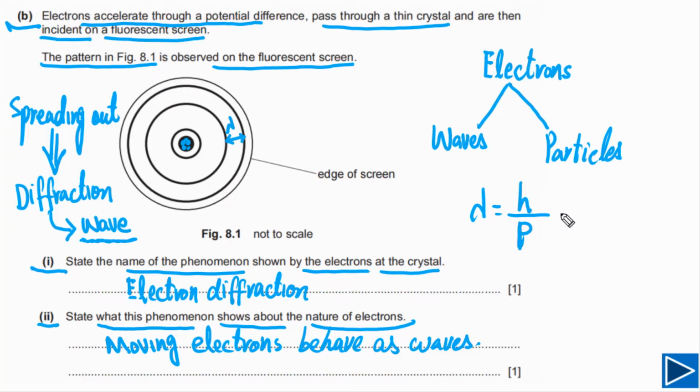If we have the momentum of the electron, we can calculate lambda: h over mv, where m is the mass of the electron. So this is how we can answer this question. This question has 2 marks, meaning 1 mark for part 1, so this is a B1 mark. And the second one is also a B1 mark.